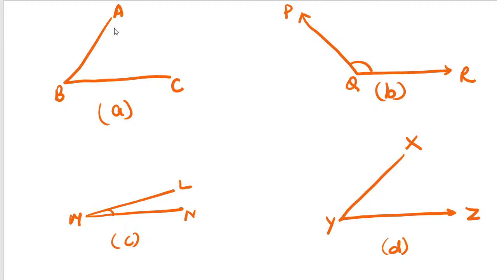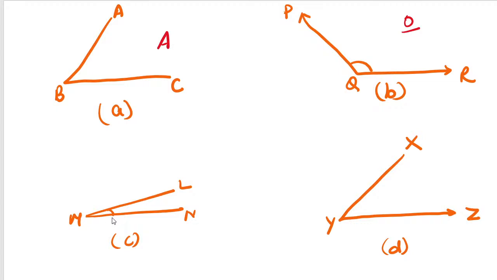So look, this is around 70 or 80 degrees. So this is less than 90, so it is an acute angle. And this angle is almost in between 110 or 120, so it is more than 90. That's why it is an obtuse angle.